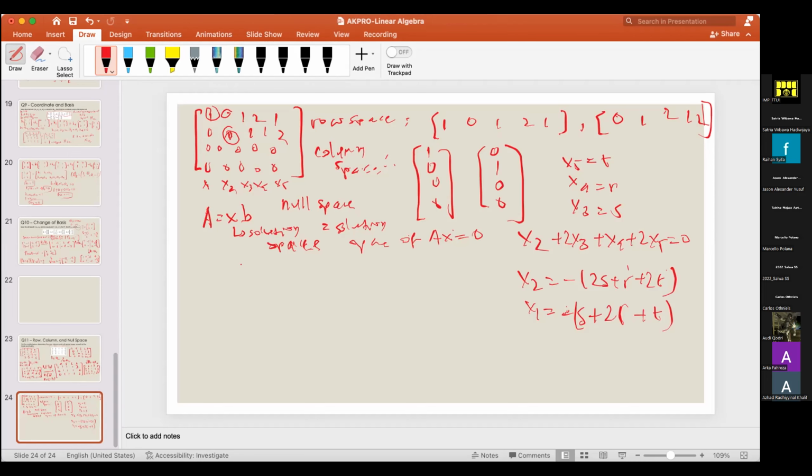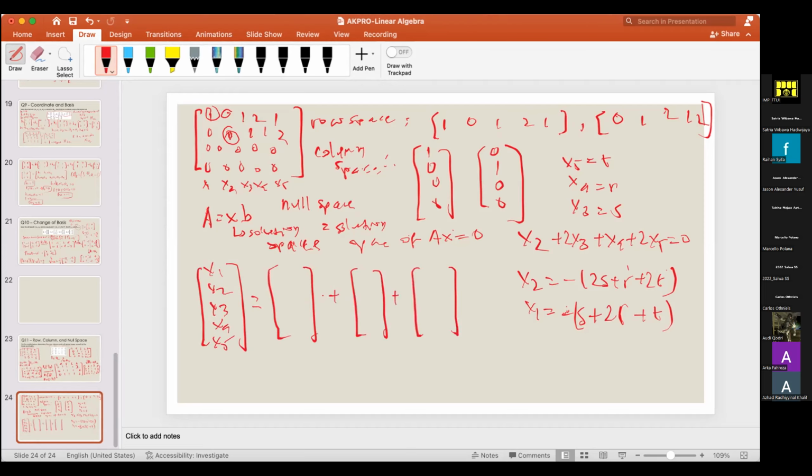What we call the solution space is that we have to express this in terms of column matrices, and also by factorizing it. So this is how we express it: x1, x2, x3, x4, and x5. And since we have three different parameters, which are t, r, s, we have three different columns. This is r, t, s.